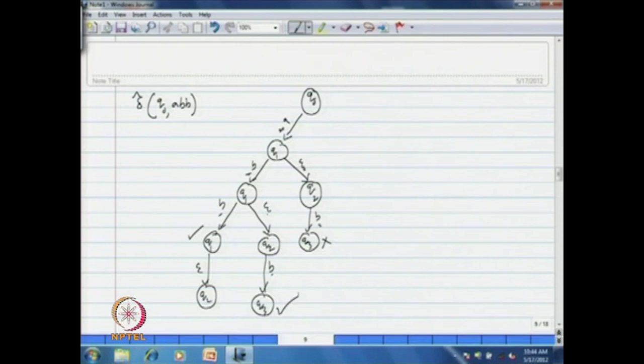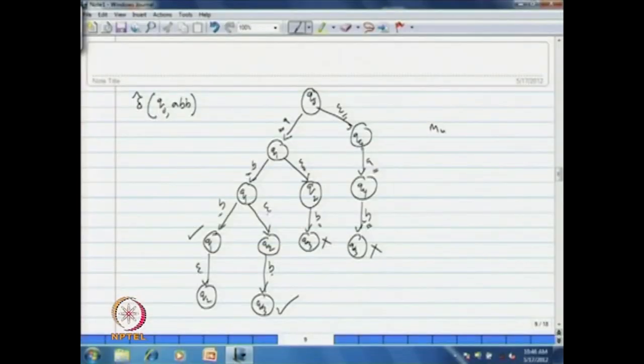So, therefore, we put a tick mark over here, and then at q 0 initially we could have taken an epsilon transition and we could have gone to state q 4. At q 4 taking a, we can remain in the same state q 4, and taking input b we can go to state q 3 where no further transition is defined. So, therefore, the string that we have processed starting from q 0 is epsilon a b, it is not the full string a b b. So, we put a cross mark over here.